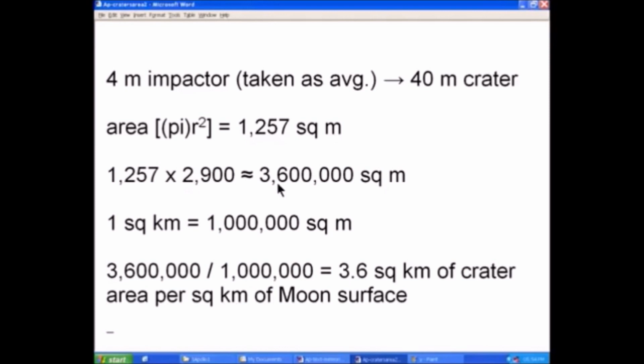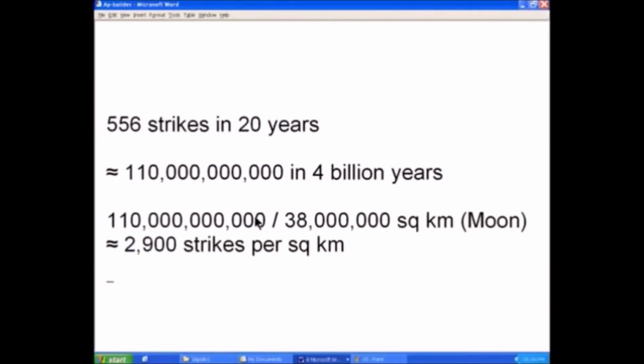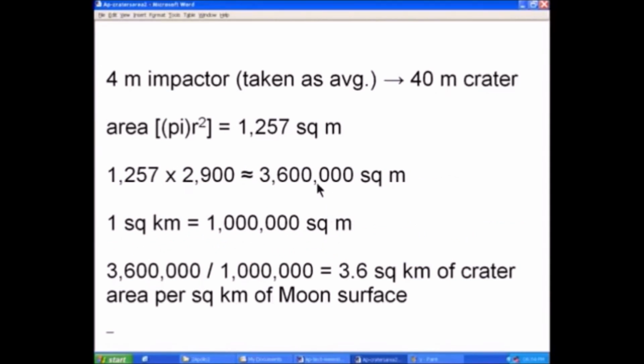And you get a surface area of 3,600,000 square meters. Okay, but we're talking about the number of strikes per square kilometer. All right, so we get this figure for the size of the craters collectively on the surface of the moon. And that's over each square kilometer, which is only 1 million square meters. So 3,600,000 divided by 1 million is 3.6 square kilometers of crater area per square kilometer of moon surface.